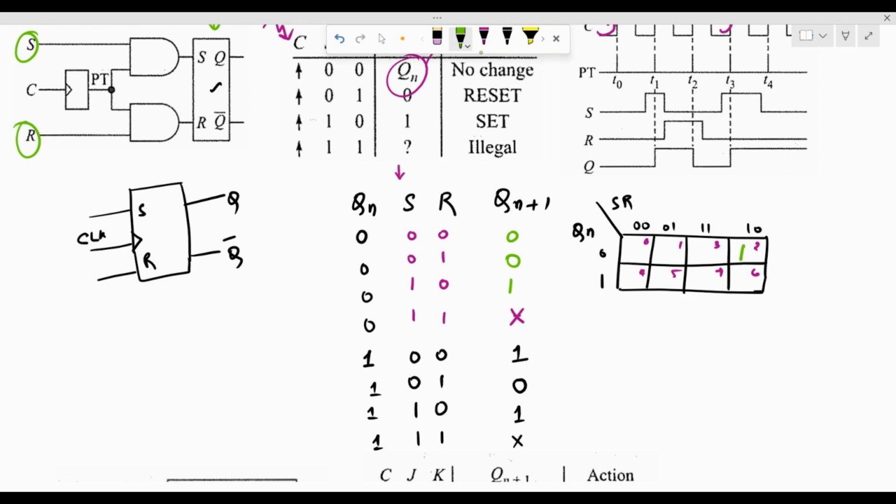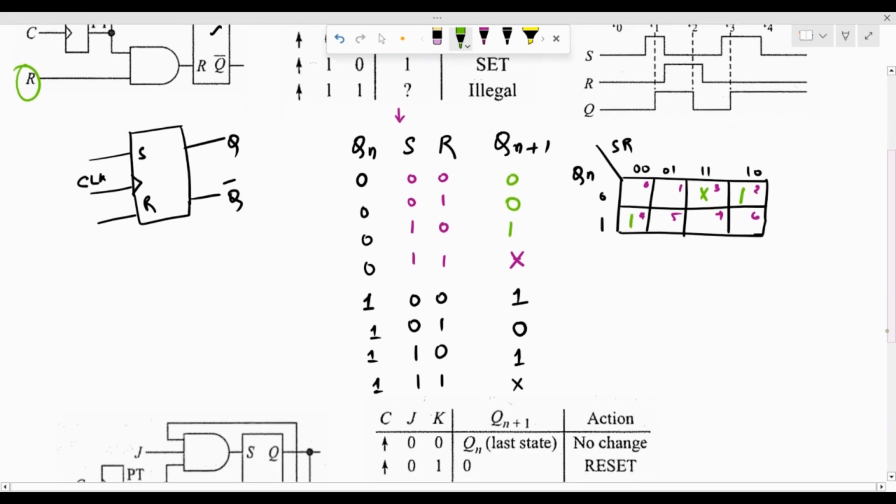For 0 1 1, it is don't care. For 1 0 0, it is a 1. For 1 1 0 and 1 1 1, we have values. For 1 1 0, that is 6, there is a 1. For 1 1 1, this is a don't care. So this is the kind of Kmap that we've obtained.